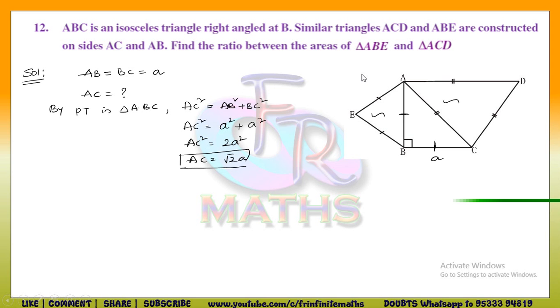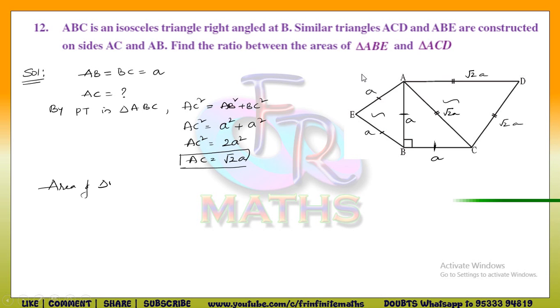So for suppose if this length is A, this length is also A, then this length is root 2 times of A. This length is also root 2 times of A, and this length is also root 2 times of A. The same way this is A and this is A. Now what is he asking? Find the ratio between areas of triangle ABE and ACD. If you observe this, he is showing that all sides are equal. So if all sides are equal, then it is nothing but an equilateral triangle. So already we know area of equilateral triangle, right? So directly what I can do?